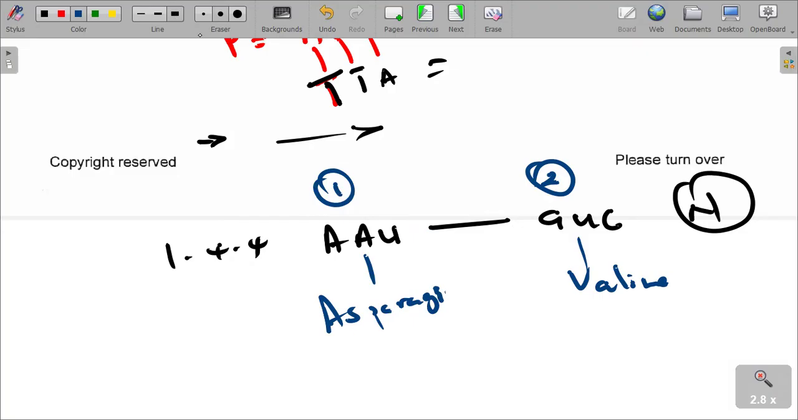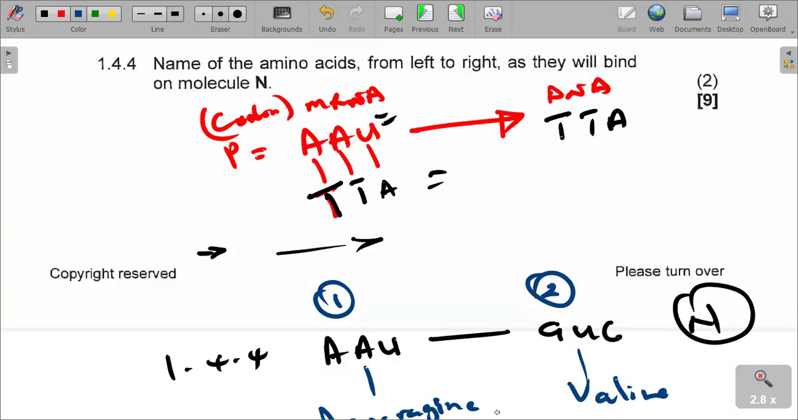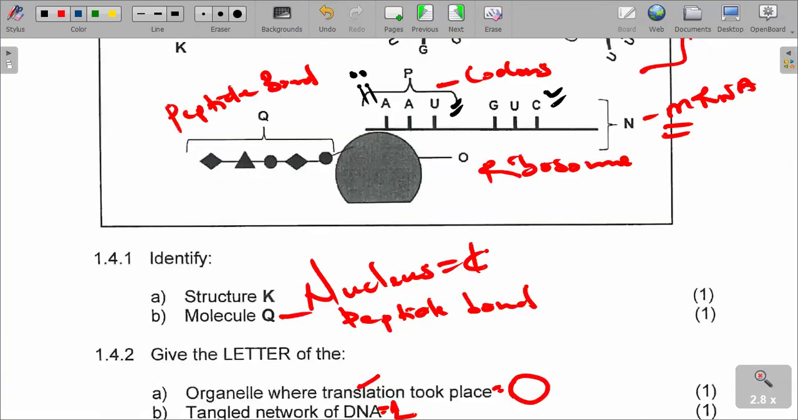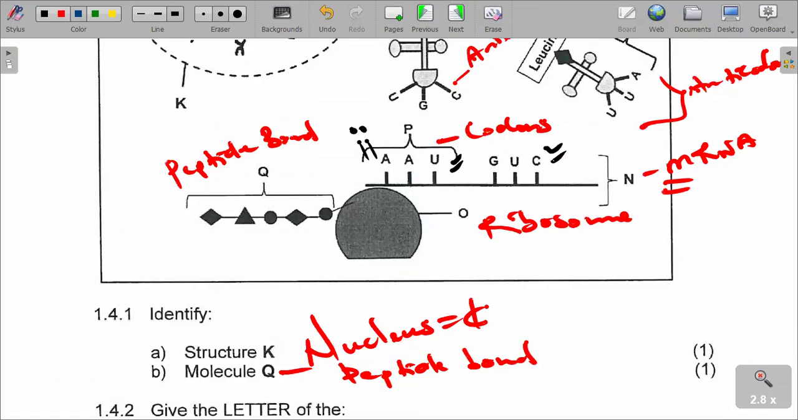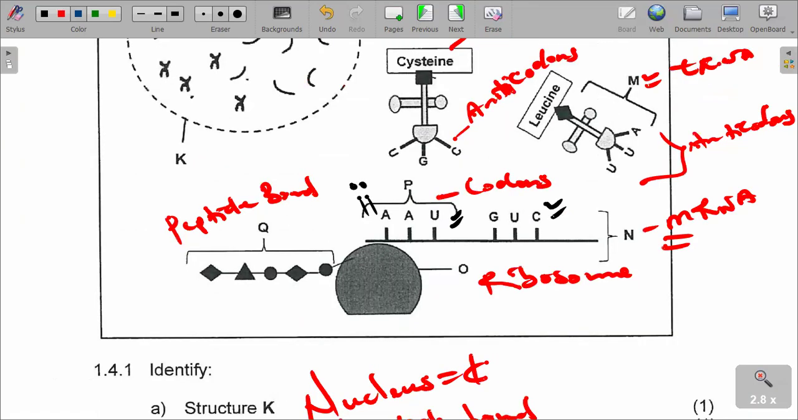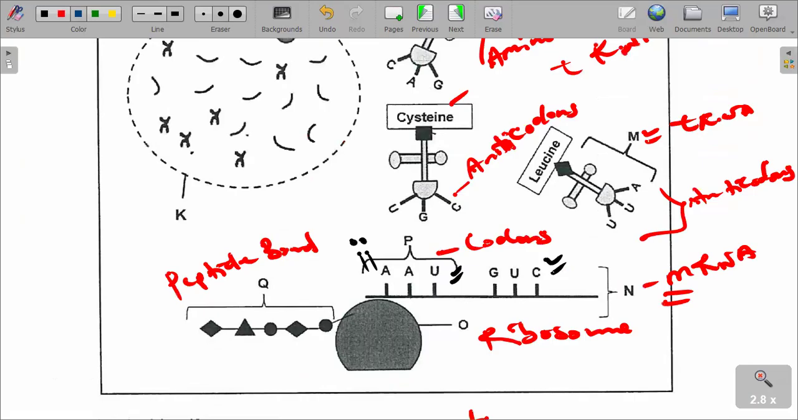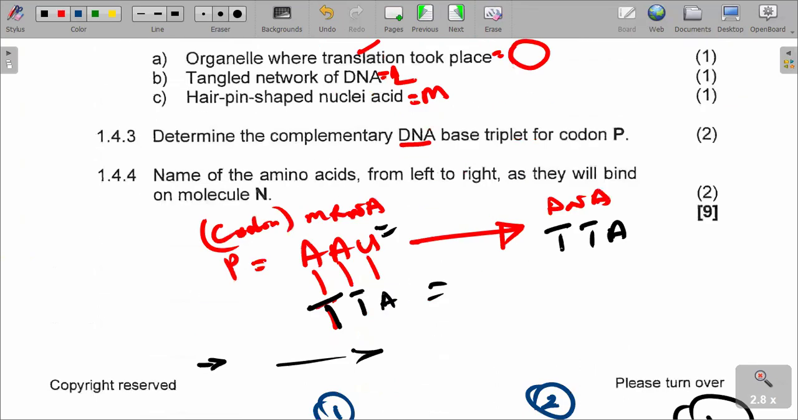I hope we are getting this very clear. That is what we are looking at: molecule N, with AAU and GUC. I hope we are getting this very well. So let's just go to the next question.